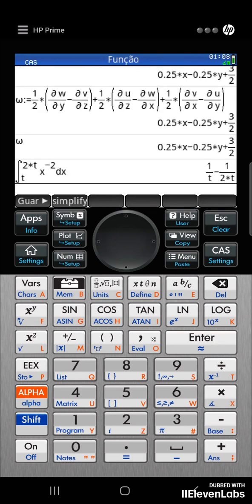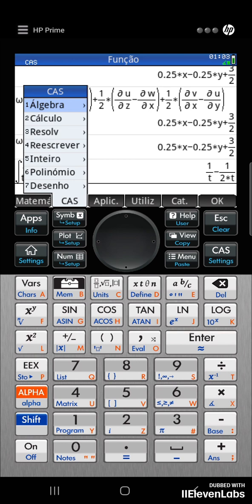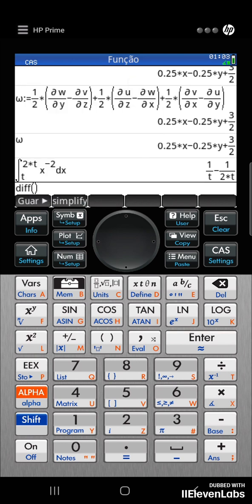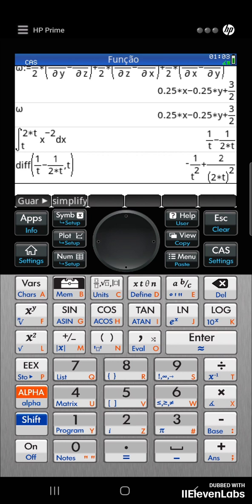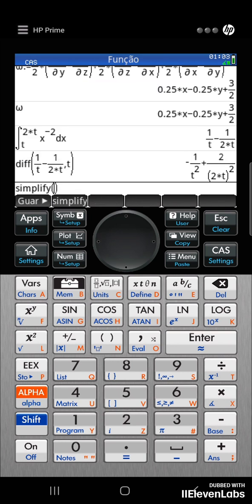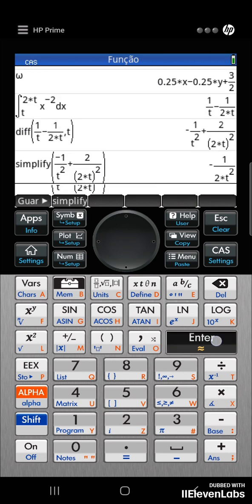Now I'll come here to the toolbox and I'll place it here. Next, I'm going to execute this command. I'll copy it into the parentheses, then a comma, the derivative with respect to t, and then I'll press enter. And now I can return to the toolbox, specifically to the simplify option, and then press the OK button. And here is my final result.